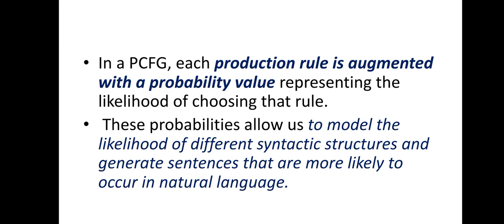That is, a production rule is represented with a probability value, which indicates the likelihood of choosing that particular rule. These probabilities allow us to model the likelihood of different syntactic structures, so they generate sentences that are more likely to occur in natural languages. For forming sentences, we can go for the probabilistic context free grammar.